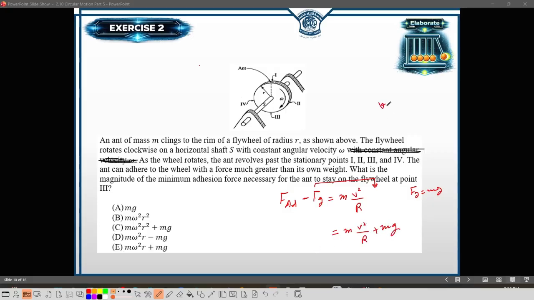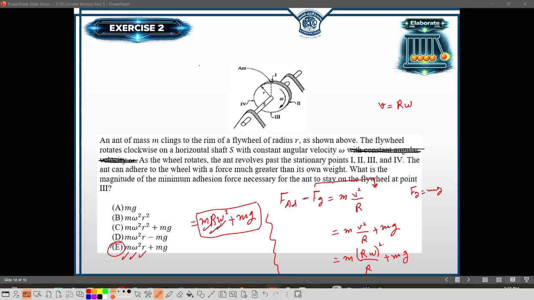Now, the v itself can be written as r omega. So it equals m (r omega) squared over r plus mg, which is equal to m r squared omega squared over r plus mg. The r with r squared will cancel out, but we will have the surviving r, so m omega squared r plus mg is the final answer. This is the minimum adhesion force. So the correct answer would be E: m omega squared r, and m g.